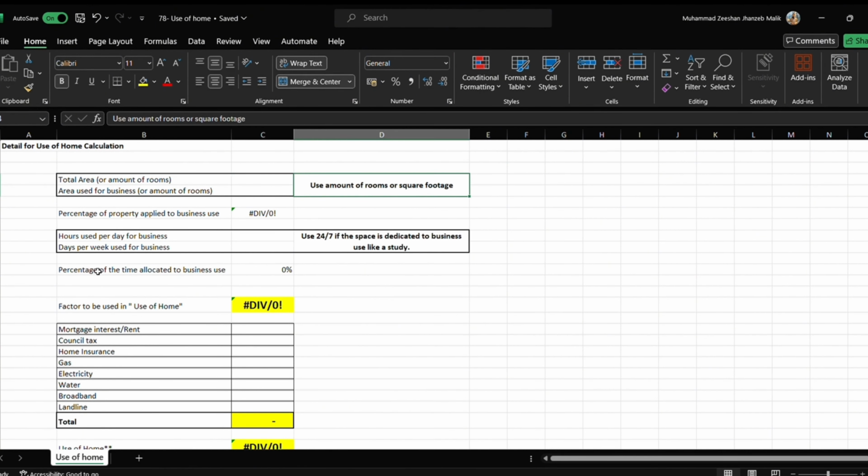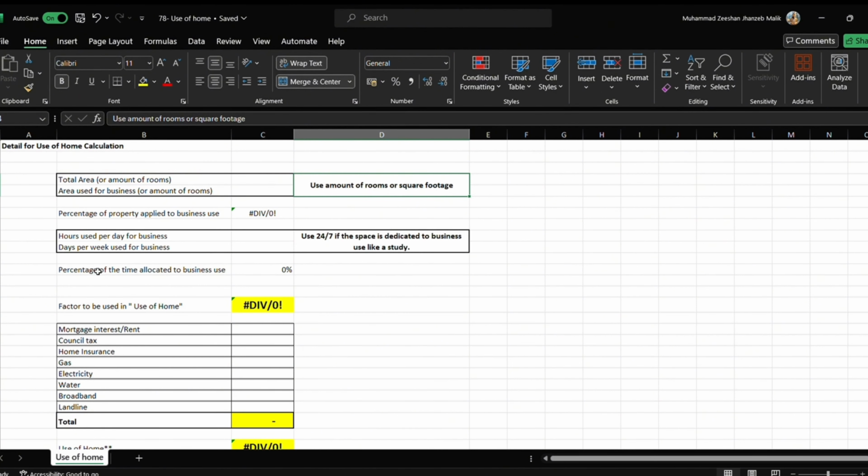Then there's a comment next to it: use amount of rooms or square footage. Here I always use the total number of rooms and the rooms used for business or office purposes. I never use square footage because it's a bit complex and tricky to calculate everything. It's always the easiest way to calculate use of home on the basis of number of rooms. Let's say you have 4 rooms in your flat or house, and one of the rooms is dedicated 100% for office purposes.